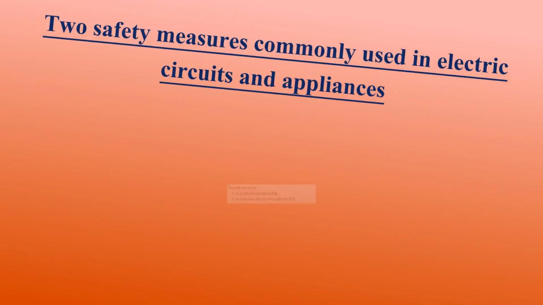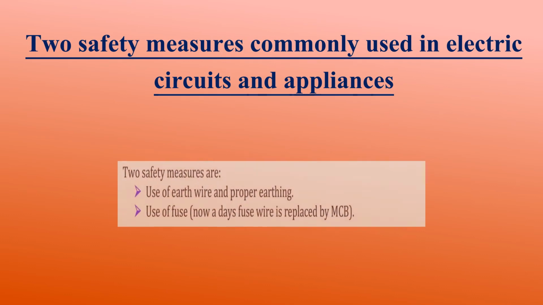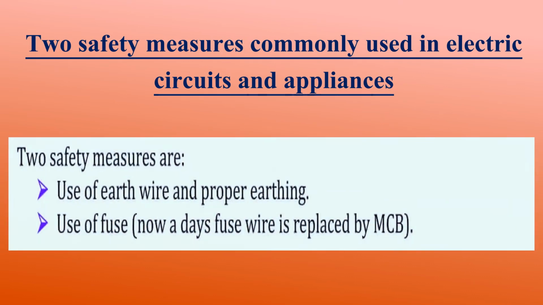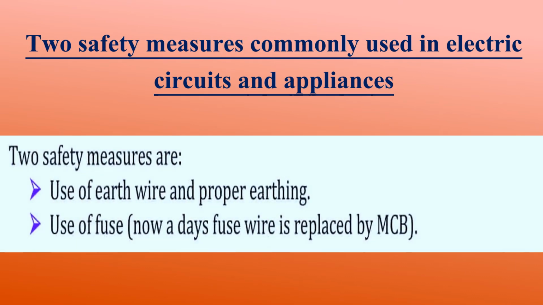We generally use 2 safety measures in our electric circuits and for the appliances. The first one is proper earthing with the help of the earth wire. You have seen in the previous video that the metallic body of the devices is connected to the earth through the earth wire, which protects us from the electric shock.